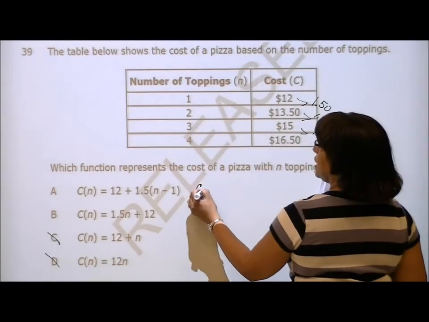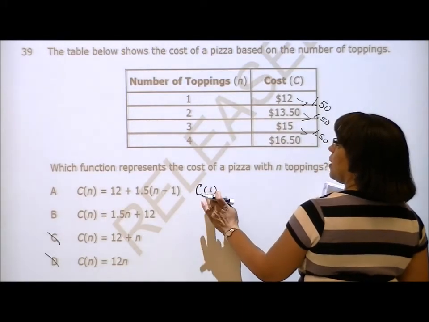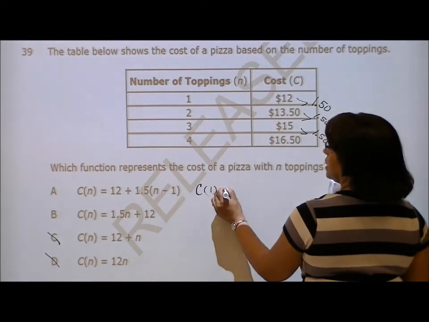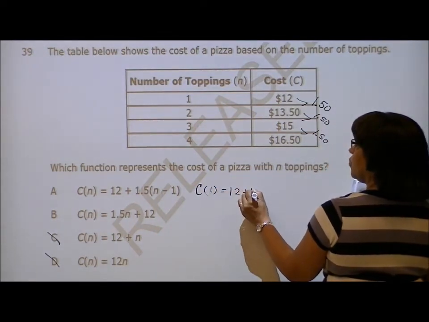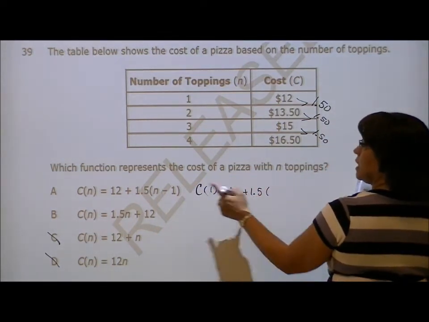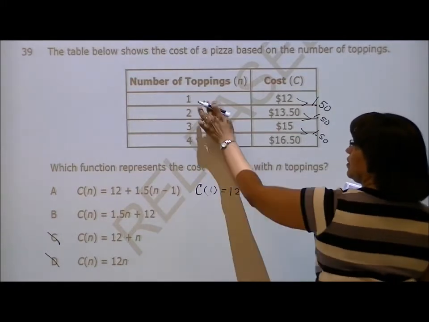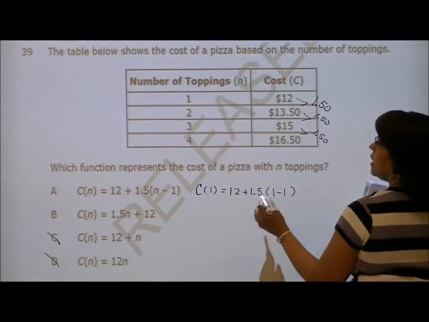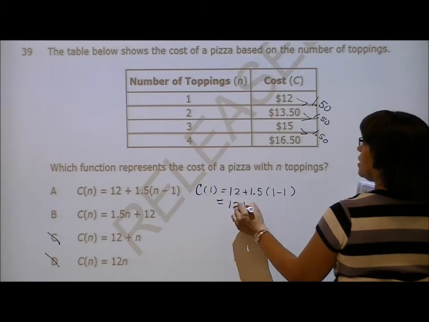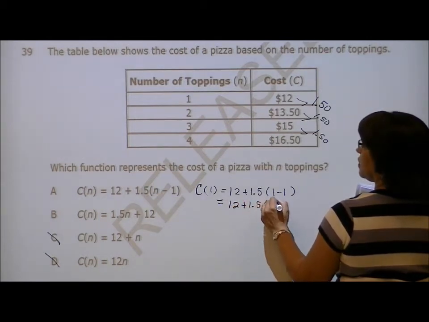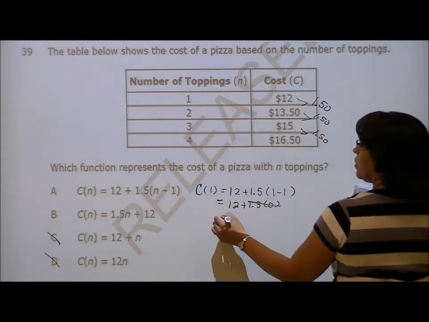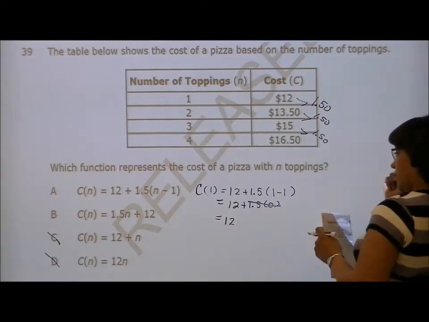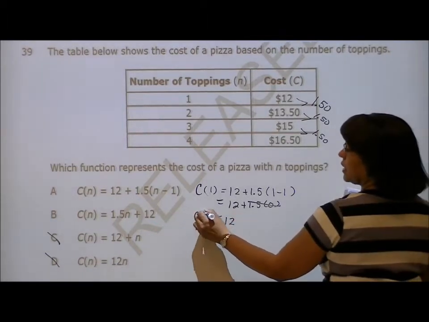So let's try C of 1. That just means put 1 in place of every n. So we have 12 plus 1.5 times n, which is 1, because we're using that, minus 1. So it's 12 plus 1.5 times 0. That's 0. So we're saying C of 1 is 12. So far, it looks like A can work.